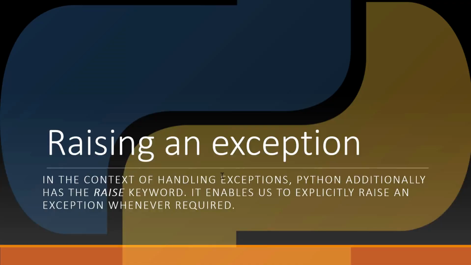Now let's move forward and discuss the very last topic, which is about raising an exception in Python. In context of handling exceptions, Python additionally facilitates the use of the raise keyword. This raise keyword enables us to explicitly raise any exception whenever we want. Moreover, we can use it to raise either a built-in exception or a custom exception. In our previous session we discussed how to use the raise keyword to raise a custom exception. So in this tutorial we will focus on using the raise keyword on built-in exceptions and understand how to handle these exceptions with the help of an example.